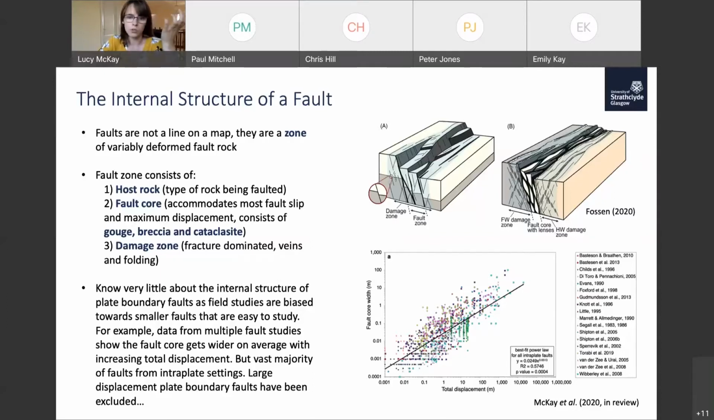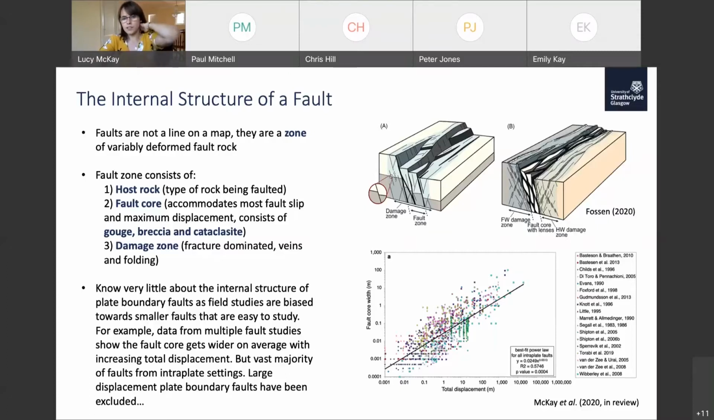So you've got the host rock, which is the type of rock being faulted. You've got the fault core, which is in the middle, and this is the zone that accommodates the maximum displacement. And then around the fault core you've got the bounding damage zone, which is highly fractured and has small scale folding and veins. And the key distinction is that the damage zone does not display any shear where the fault core does.